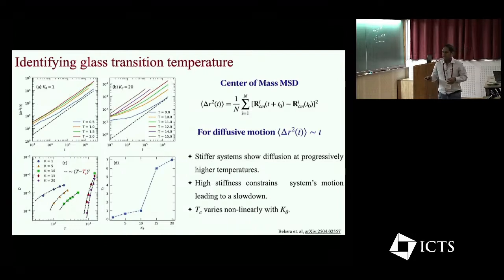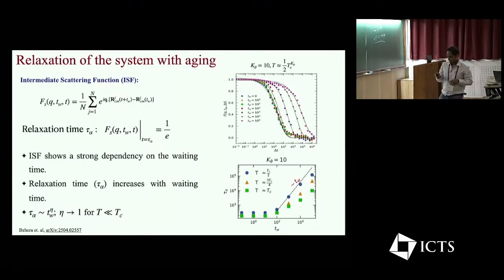So, if you plot it against the stiffness of the polymers, what we obtain is basically a nonlinear curve, a nonlinear dependency of the transition temperature on K theta. So now, as we find out the Tc for each K theta, we go on to study the aging dynamics of the system.